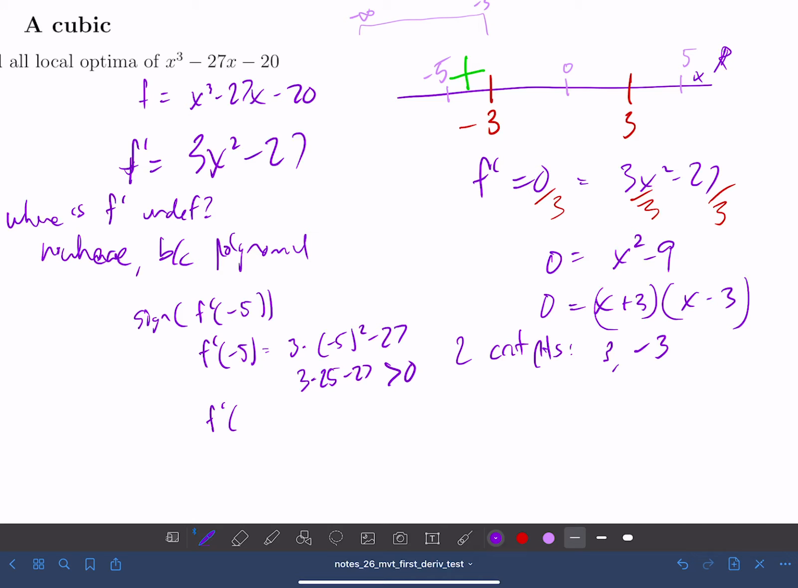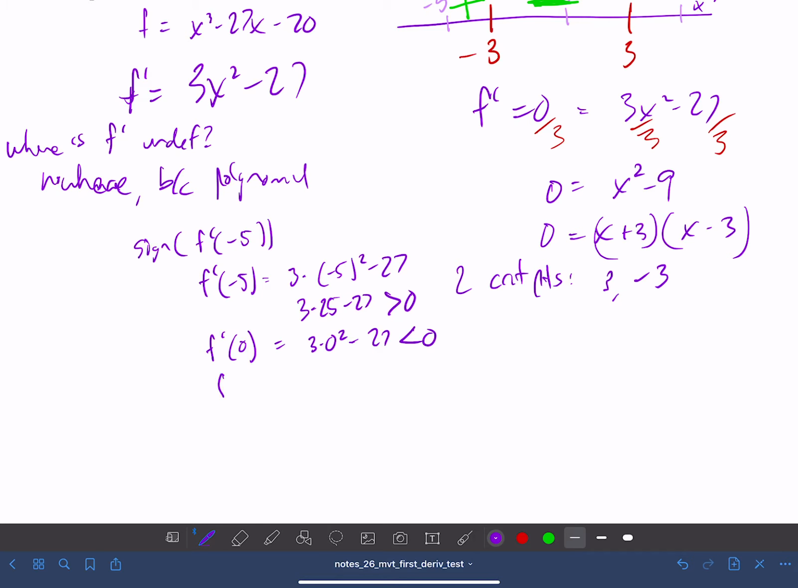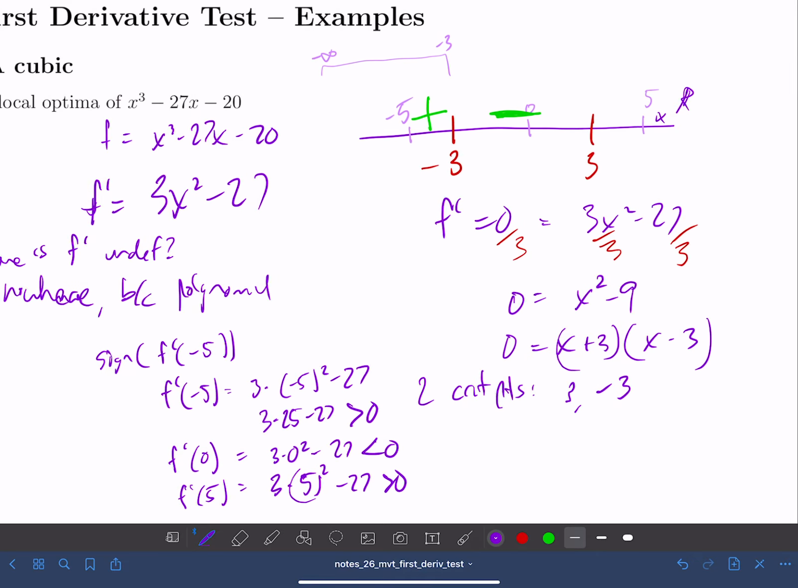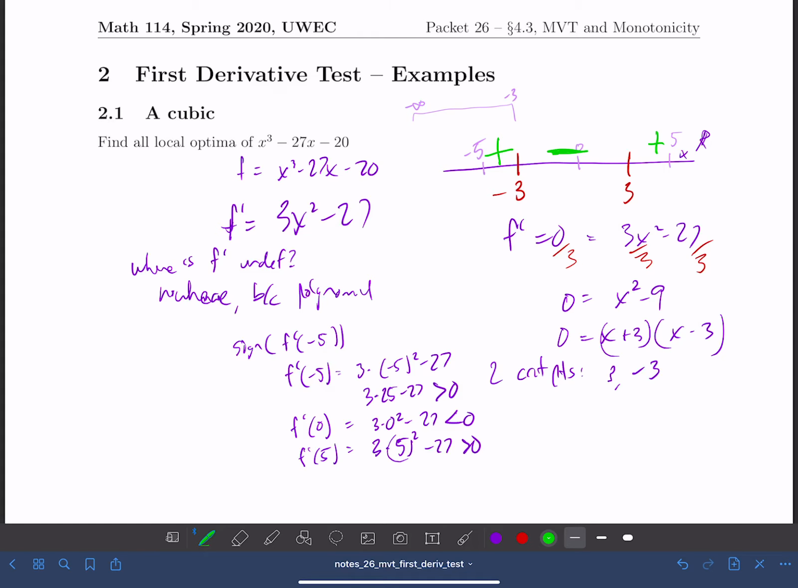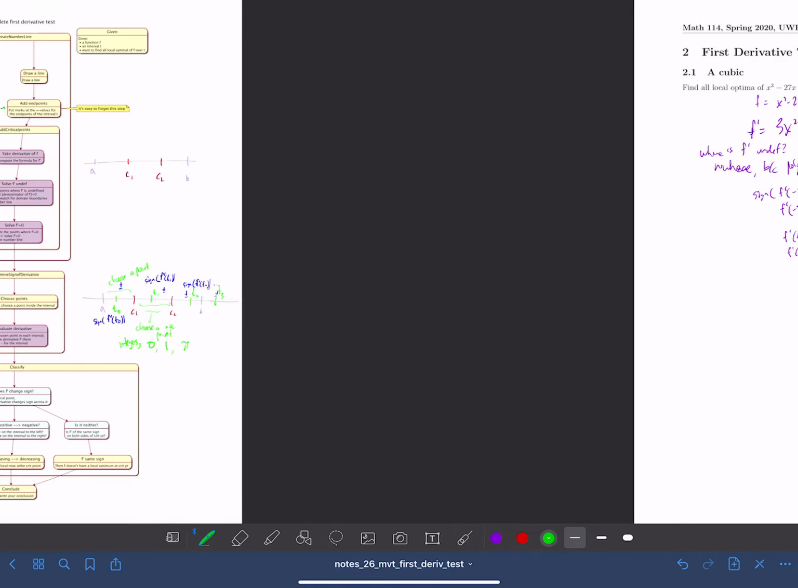Okay, f prime at 0 is 3 times 0 squared minus 27, less than 0. So we'll label that minus. And then f prime at 5 is 3 times 5 squared minus 27. It's bigger than 0. I know that because this is 25, and 3 times 25 is way bigger than 27. So we'll label plus. Okay, so now we've labeled the sign on each of our intervals.